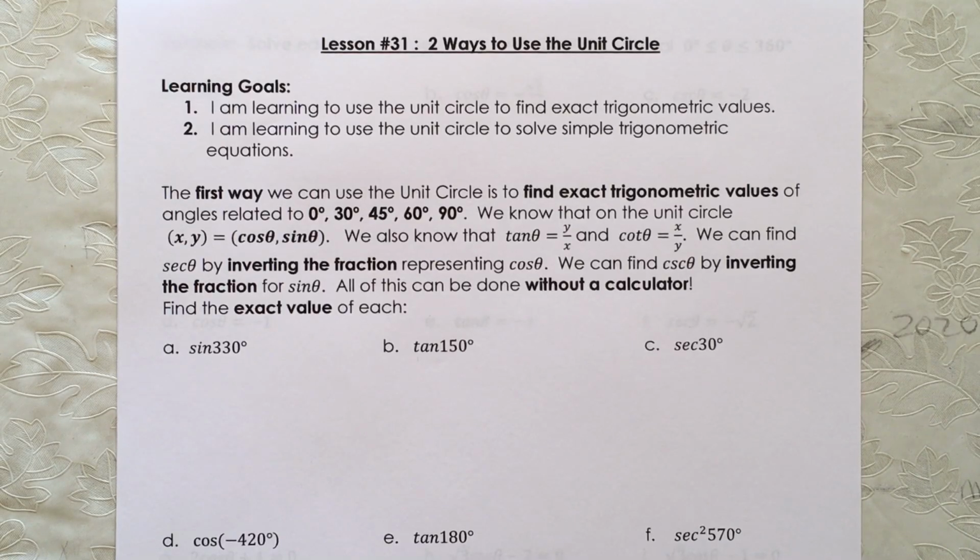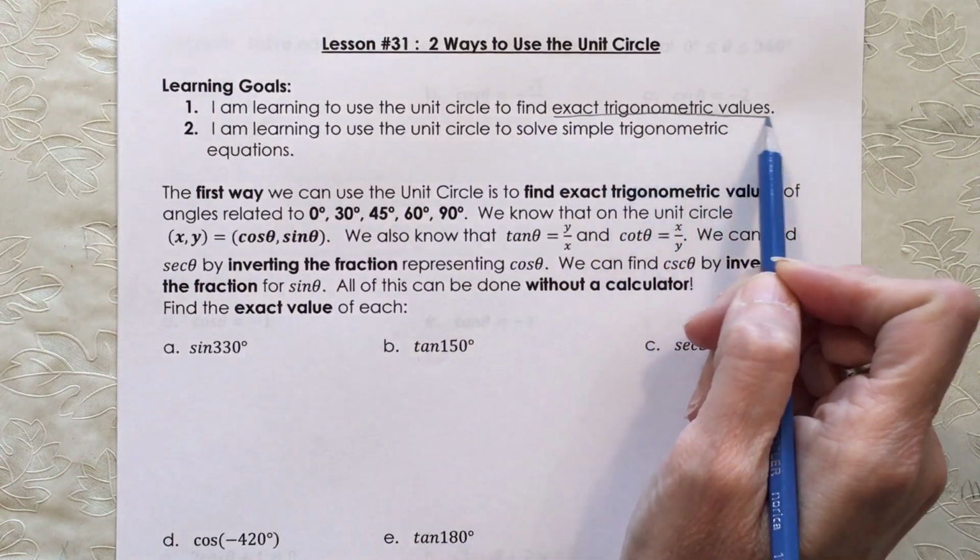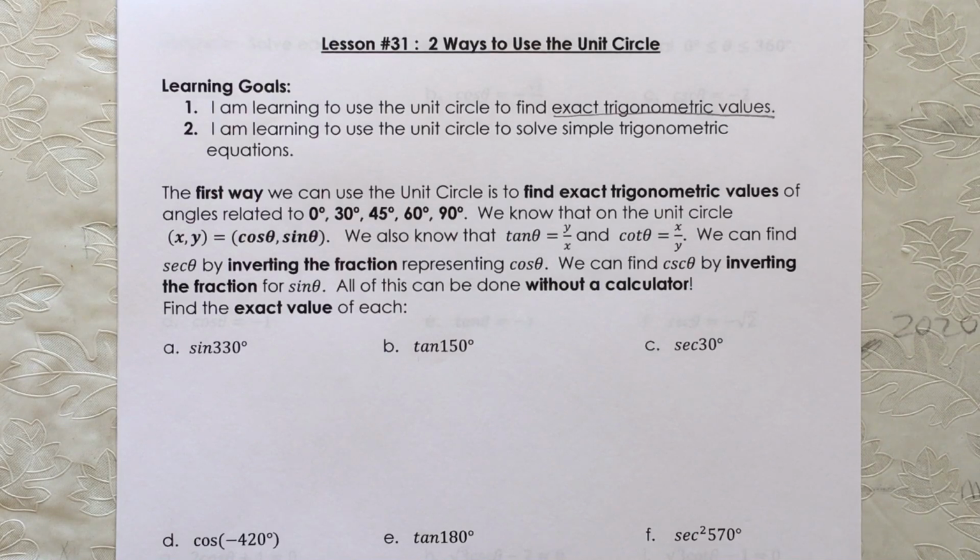Hi everyone. This lesson is on 2 ways to use the unit circle. We've already gone over the 1 way to find exact trig values, but we're just going to recap that and then move on. So we're learning to use the unit circle to find exact trig values. That's what we did in the last lesson. And then we're also going to learn how to use the unit circle to solve simple trig equations.